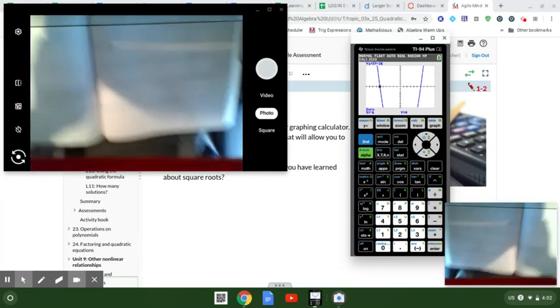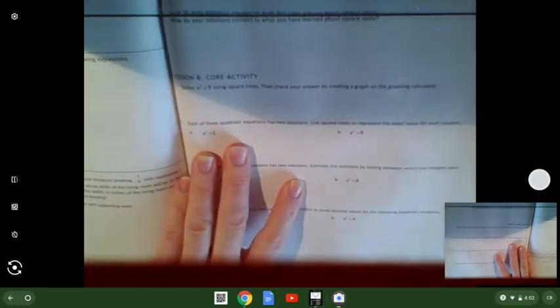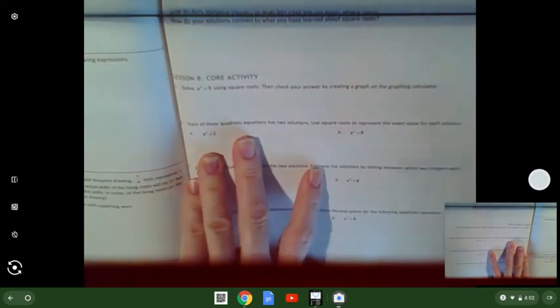So here we go, page 293. And we want the camera view. There we go. Page 293. Solve x squared equals 9 using square roots.